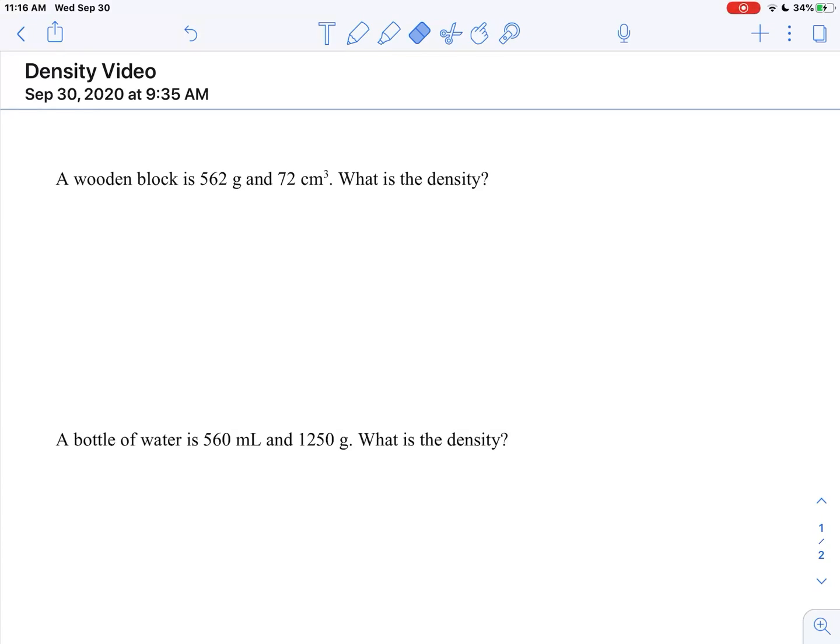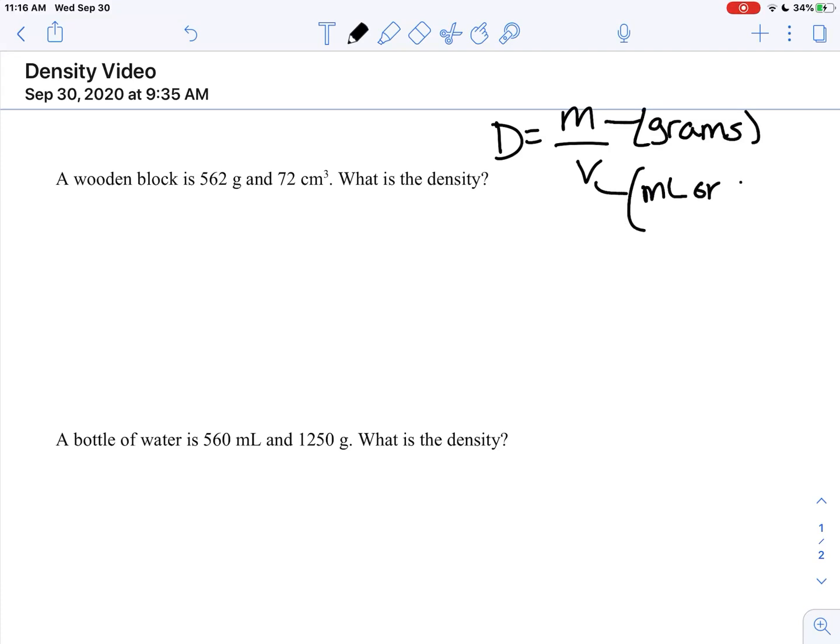In this video, I'm going to do a few density problems for you, and we are going to always use our density formula. Remember that mass, or M, is going to be in grams for these problems, and V, or volume, is going to be in milliliters or cubic centimeters. And milliliters and cubic centimeters are the same, so you don't need to do any converting between those two things.